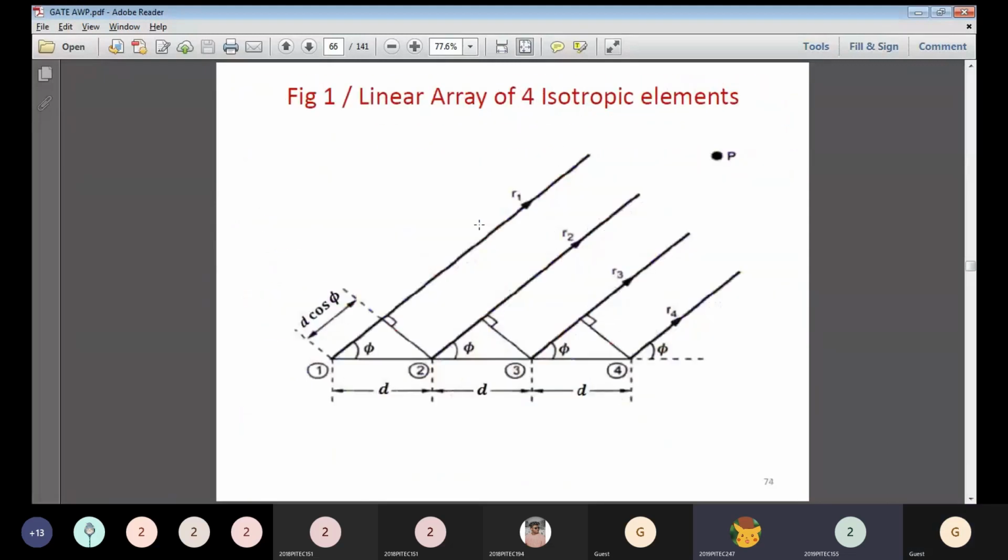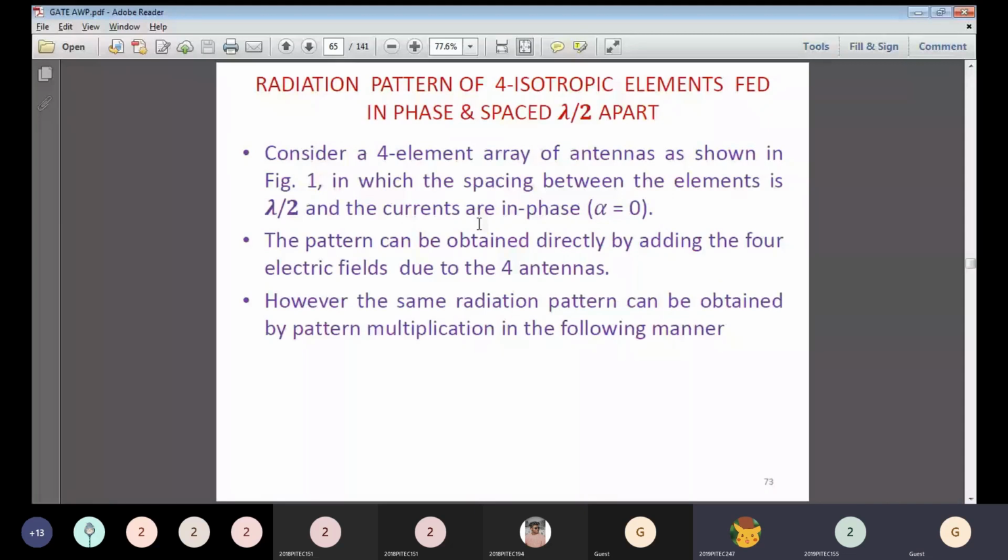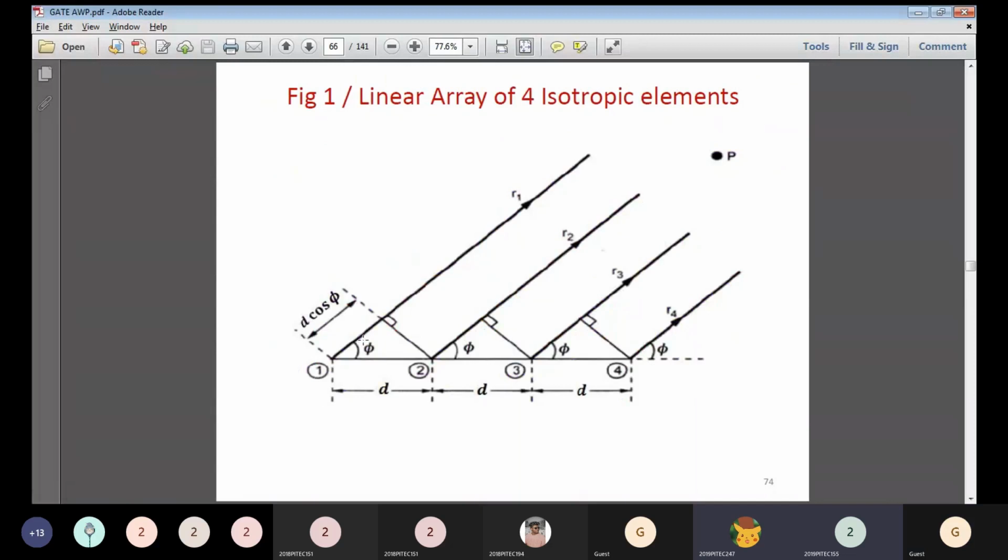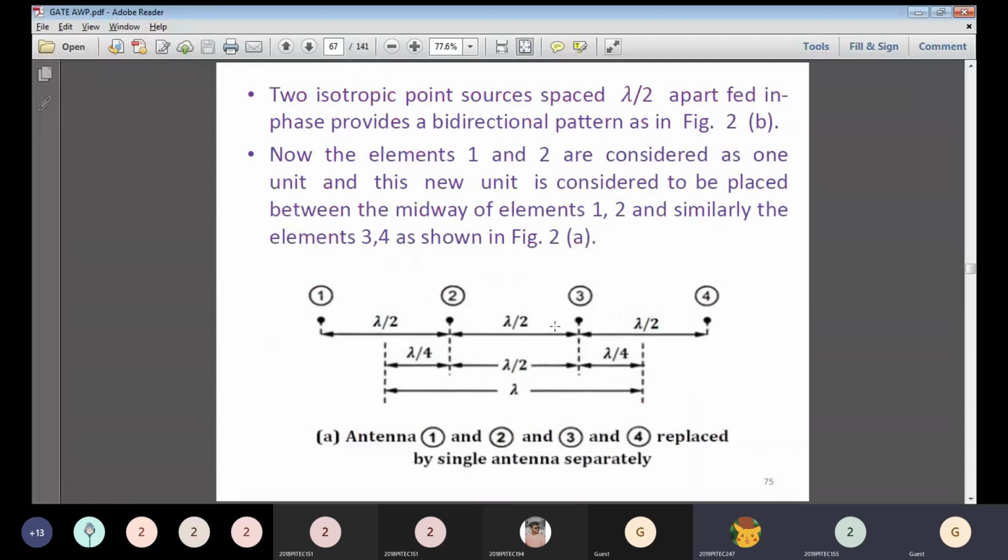Look at this example, and you will get a clear idea about the pattern multiplication concept. Consider a 4-element array of antennas as shown in figure 1, in which the spacing between the elements is lambda by 2 and the currents are in phase, alpha equal to 0. The pattern can be obtained directly by adding the fields due to the 4 antennas. However, the same radiation pattern can be obtained by pattern multiplication in the following manner. These are the 4 patterns, and we are going to get like this.